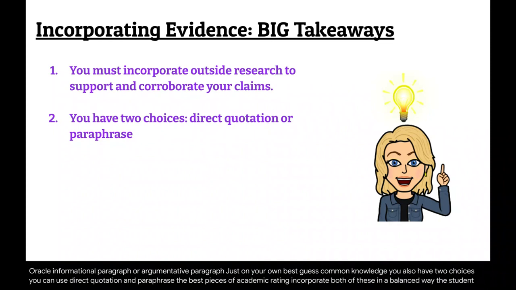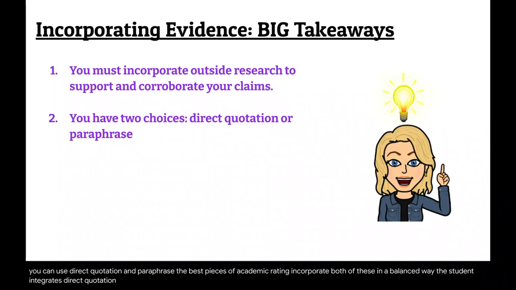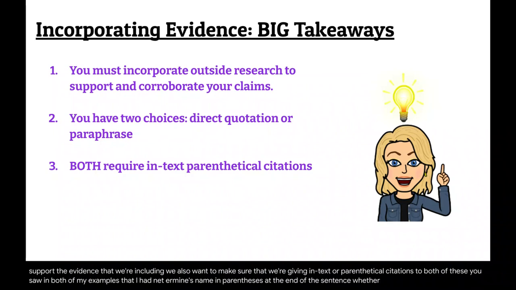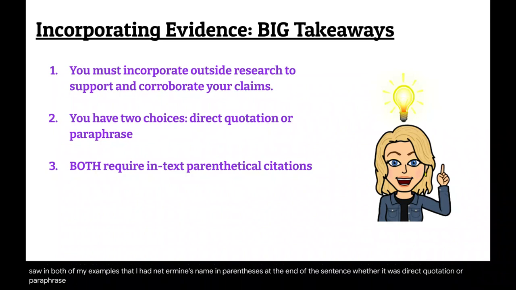The student integrates direct quotations, so we have real, live, living things from people who experienced the time period in primary sources and or other historians to corroborate or support the evidence that we're including. We also want to make sure that we're giving in-text parenthetical citations to both of these. You saw in both of my examples that I had Netterman's name in parentheses at the end of the sentence, whether it was direct quotation or paraphrase.